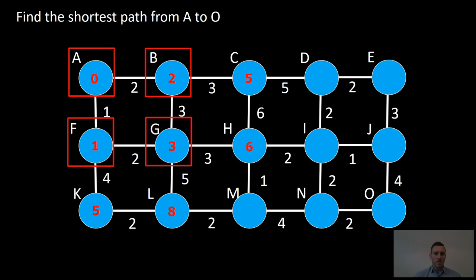So H becomes 6 and L becomes 8. Now we choose the least of all unboxed labels on the whole graph and make it permanent by boxing it. This time C and K have equal weight. I'm going to start with C, but we could have chosen either.